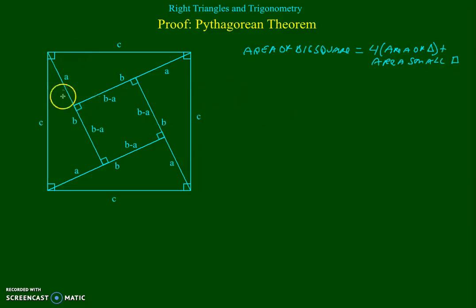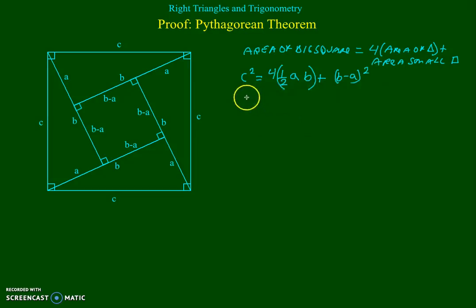Okay, so the area of the big square is obviously length times width. So the area of the big square is c squared. The area of one of these triangles is going to be 1/2, and it doesn't matter which we use for a base, we can say a for the base times height. And we're going to multiply that by 4 because there's 4 of them: 1, 2, 3, 4. Plus the area of this small square, which is going to be b minus a times b minus a, so it's (b minus a) squared.